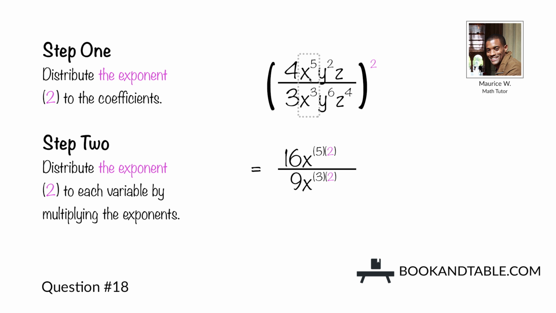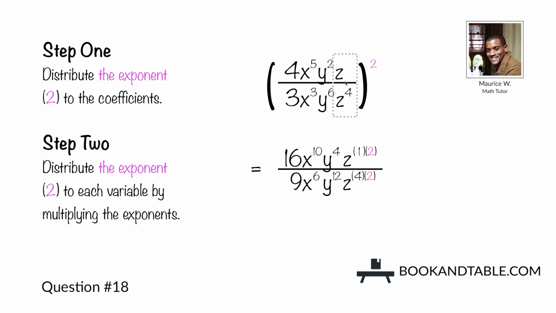So that would be x to a power of 5 times 2, which would give us x to a power of 10 in the numerator. And the denominator, we have x cubed. So 3 times 2 would give us x to the 6 in the denominator. Our y terms, we have y to a power of 2 to a power of 2. That will give you y to a power of 4 in the numerator. And in the denominator, y to the 6 to a power of 2 will give you y to a power of 12 in the denominator.